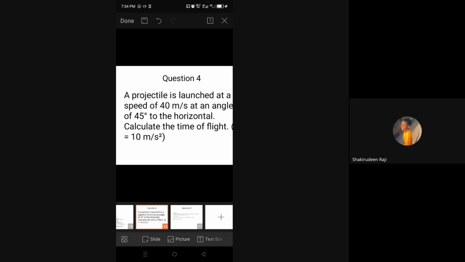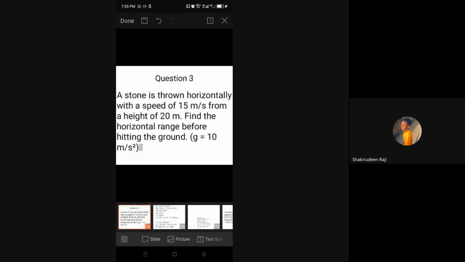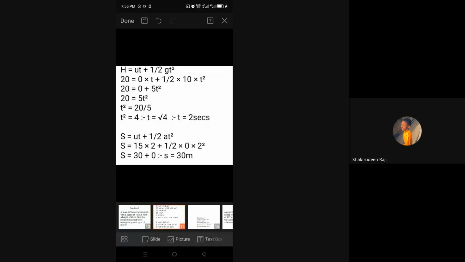Well, in a case where you are not given the angle, is then that you will do what I've just done here. In this question now, if you look at it, you are not given any angle, you are given speed and height. But yet they say it is a stone that is thrown horizontally. That is still projectile, but you are not dealing with an angle. You have to do something like this.